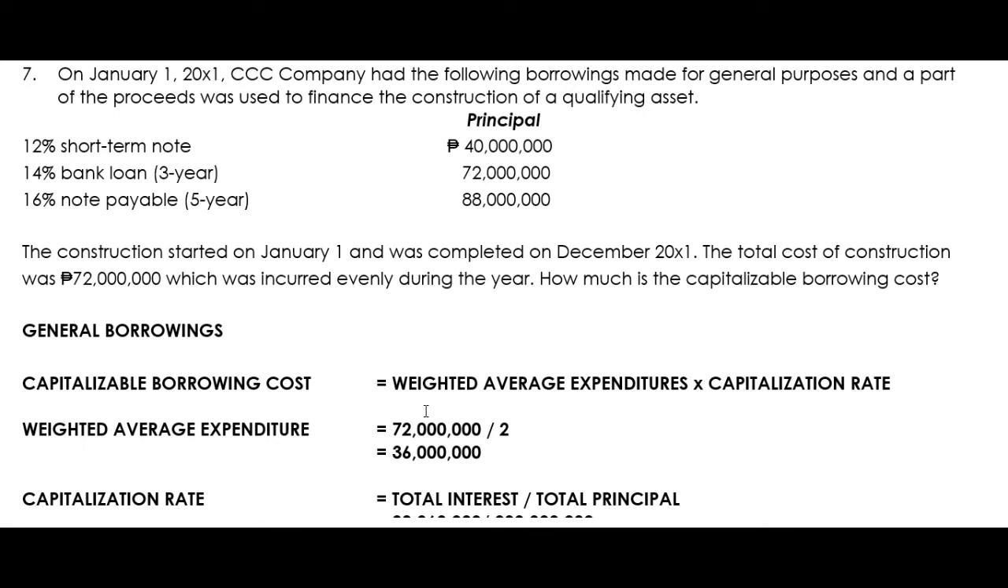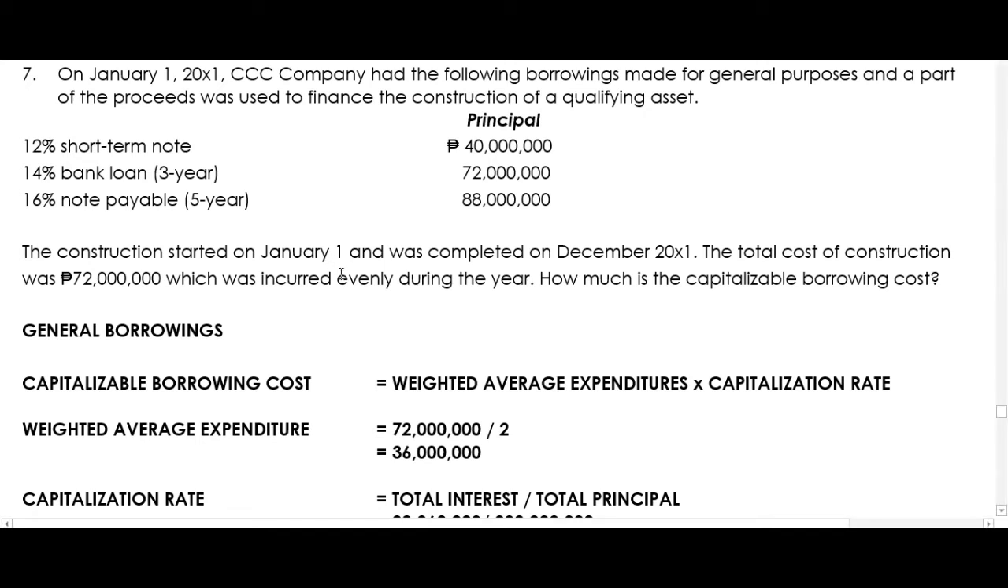Ano nga lang ang pagkakaiba? Ang sinabi dito, construction started January 1 and completed December 30. The total cost of construction was 72 million, which was incurred evenly throughout the year. Okay? So the 72 million was incurred evenly throughout the year, which means that if we are going to get the weighted average expenditure, we are simply going to use simple average.